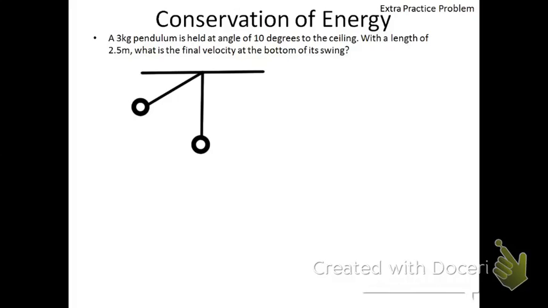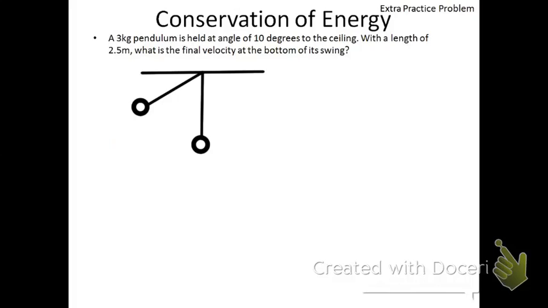So this problem reads: a 3-kilogram pendulum is held at an angle of 10 degrees to the ceiling with a length of 2.5 meters. What is the final velocity at the bottom of its swing? So we want to know the final velocity at this moment right here, at the bottom of its swing. And it's also being held at a reference angle of 10 degrees right here, and then it's let go.